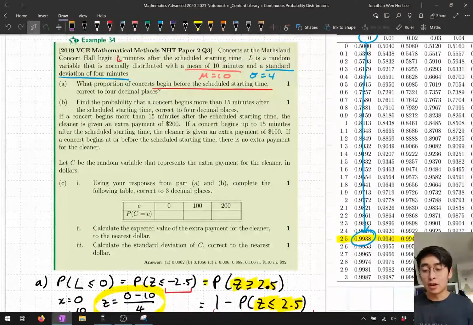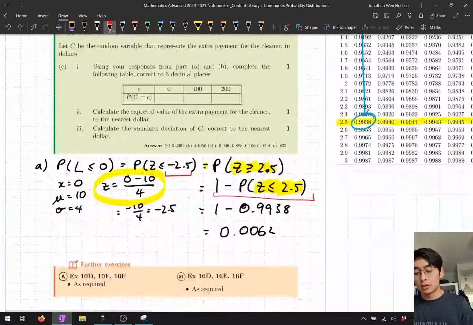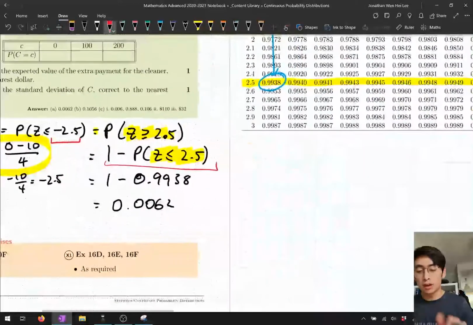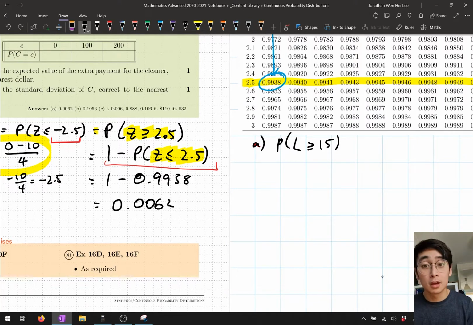Find the probability that the concert begins more than 15 minutes after the scheduled time. So if we want to find the probability that it's more than 15 minutes after the scheduled starting time, what this would look like is the probability of our random variable L being greater than or equal to 15. Once again, we need to convert this to a z-score. So here my score is 15, my mean was 10, standard deviation was 4, I believe.